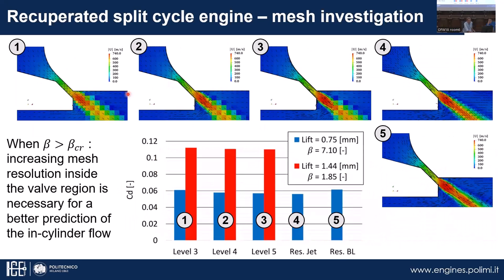What we have found is that when we have injection above the critical pressure ratio, it is very important to have a very high level of refinement in the valve region. You can see that from level 3 to level 5, we got a reduction of the flow coefficient, and more or less then it stays constant. This aspect is quite important because with the right prediction of the flow coefficient, we can correctly predict the right amount of the cylinder trapped mass. When we go to lower expansion ratio, instead, results are not very sensitive to the mesh.